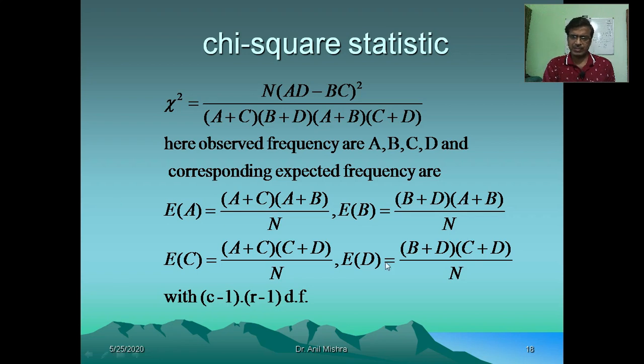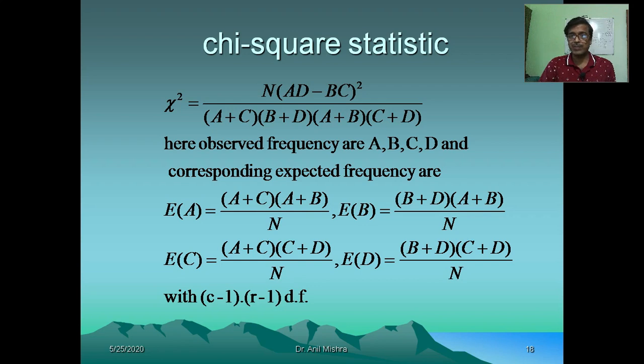Or we can use the expected frequency of A, that is the row total into column total divided by N, and so on. The degrees of freedom, as you know, is the number of rows less 1 into the number of columns less 1. Considering that, we also calculate the degrees of freedom, and the level of significance, as you know, is given inside the question, whether 5%, 1%, or 10%. According to the question, you have to proceed.